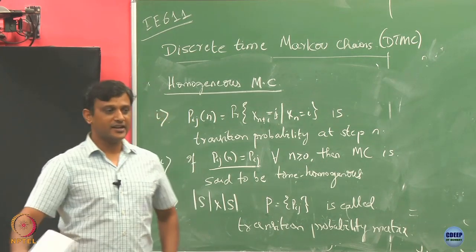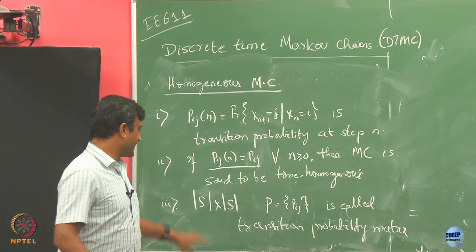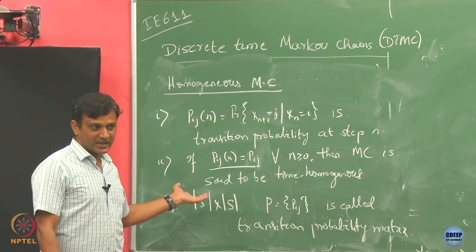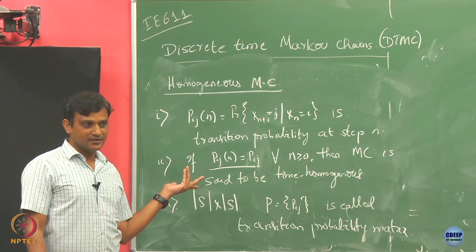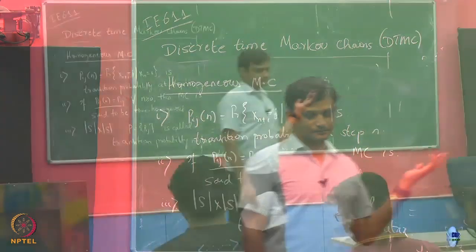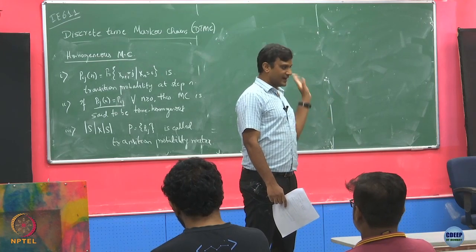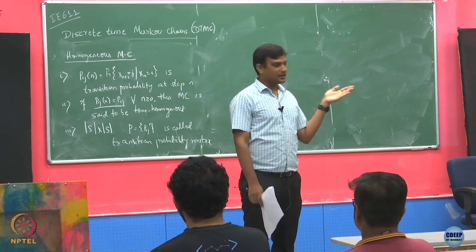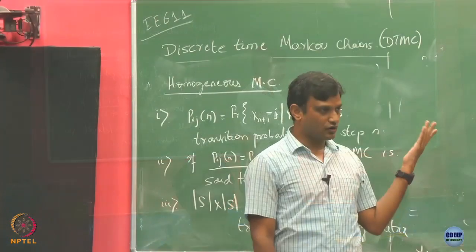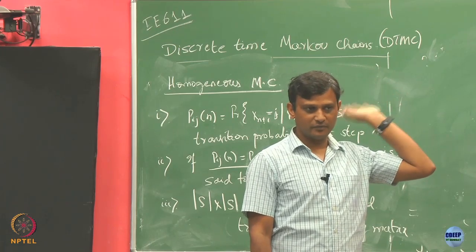As I already told you, S is the state space. If it is countable, what is the cardinality going to be? Infinite. So S could be finite or infinite. We are allowing it to be countable, but it may so happen that the number of states is only finite. In this case, this matrix is going to be a finite dimensional matrix with a finite number of rows and columns. But if my state space S is infinite, it is just going to be a large matrix where the number of rows and columns are infinite.